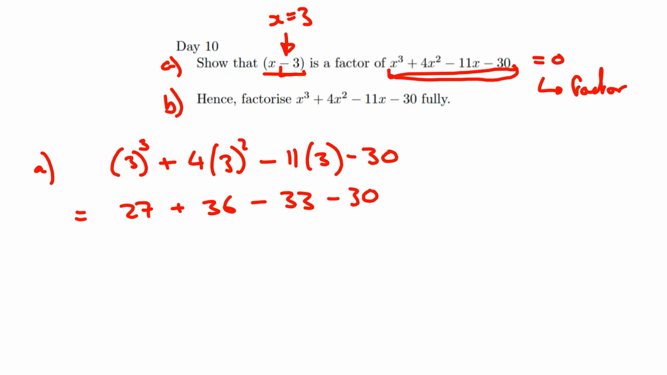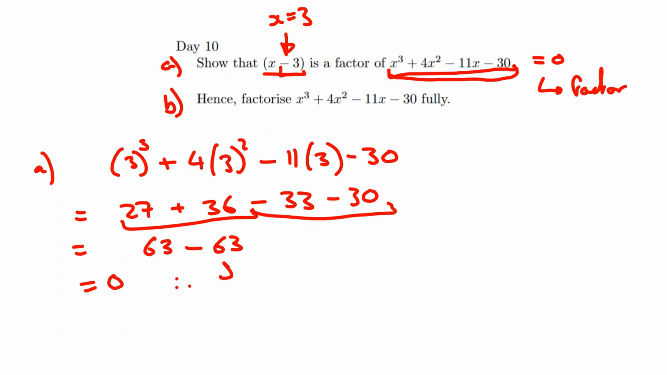Take away 30. Now, I like to make this really obvious that I know what I'm talking about. So I'm going to actually add my two positive things together, 63. Add my two negative things together, minus 63. And make it very clear it equals 0. Therefore, it is a factor.